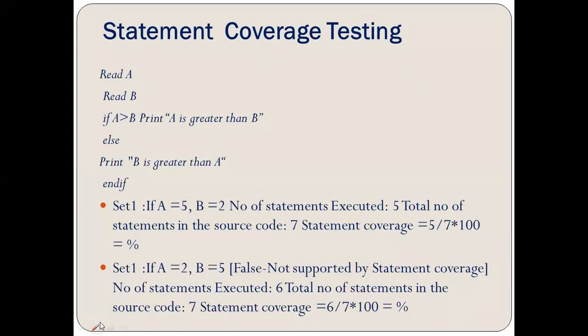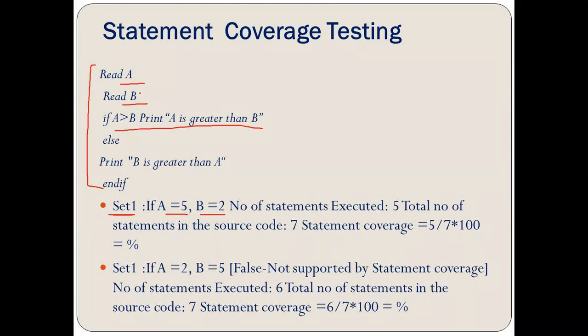Now, let's see with an example how it is being defined. Let's say we have a code. This is a code: read A, read B. If A is greater than B, print A is greater than B, else print B is greater than A, end if. Now here you can see the first statement is read A, this is executed, read B is executed. We have taken two sets, that means these are the two test cases. Two input values we have taken. In this, A is equal to 5, let's say, and B is equal to 2. So that means this condition is true, right? True condition is going to take place. So this will be printed.